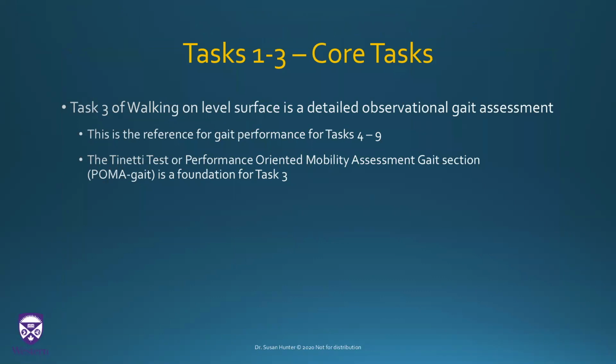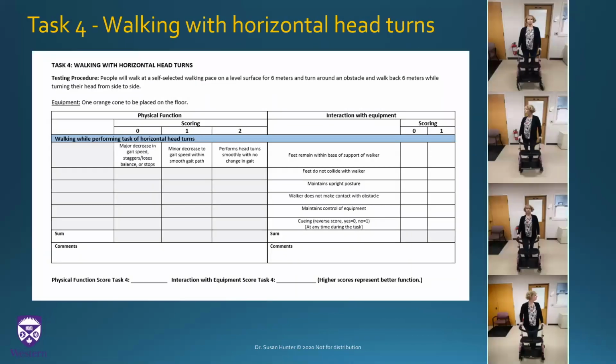So like I said, task 3 is physical function, walking on level surface, and people need to be able to do tasks 1 to 3 as the core tasks before you proceed on to tasks 4 through 9. Task 4, excuse me, is walking with horizontal head turns. Tasks 4 to 9 are trying to represent more everyday tasks that people will actually engage in while they're out walking around.